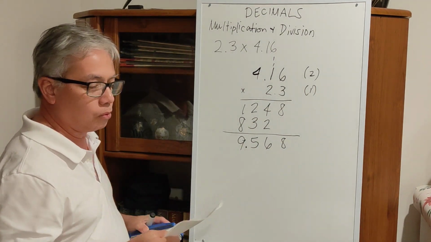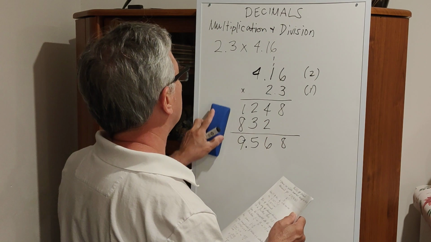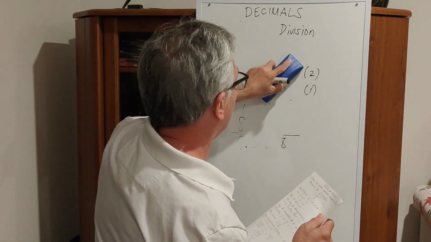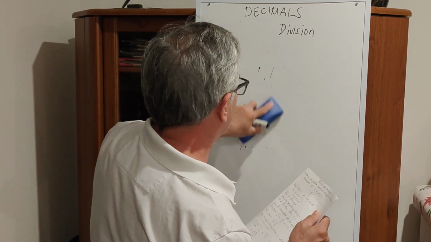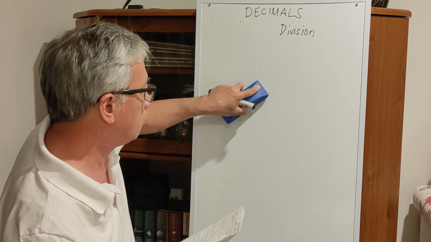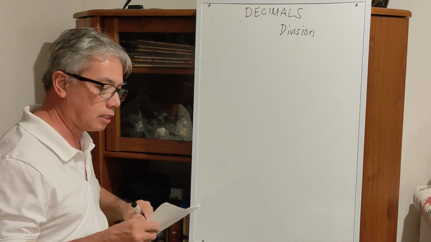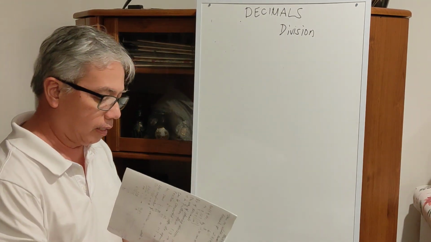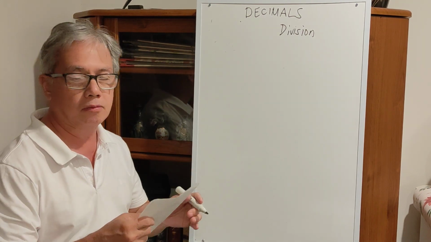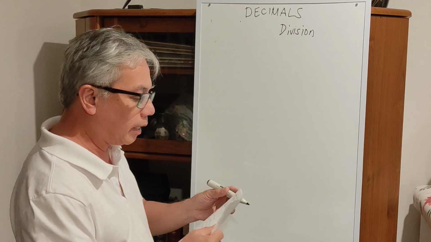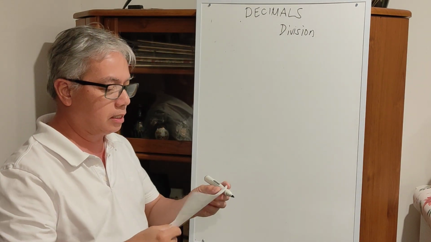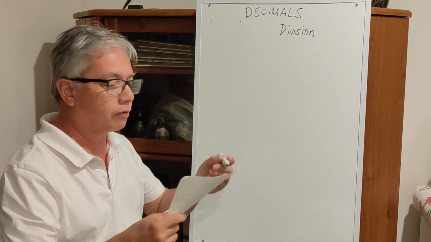We now go to division of decimals. For division of decimals, it's slightly more complicated. So I'd like to discuss first some numbers to make it easier to understand. So multiplication of decimals by 10, 100, and 1000. That's the first thing I will show you.